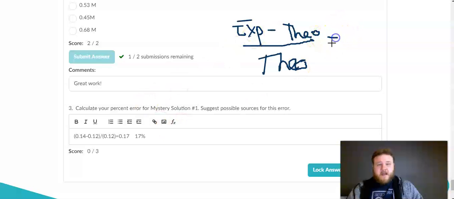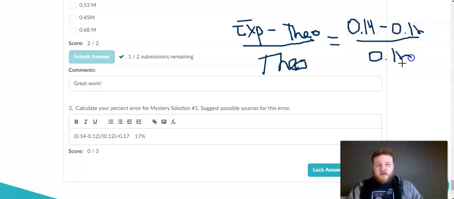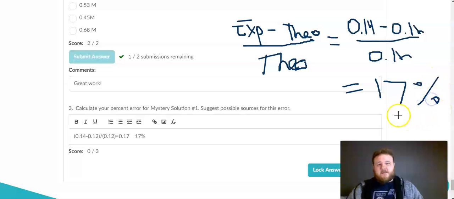In this case, my experimental, what I calculated using my experimental data, I got 0.14. The theoretical, though, was 0.12. How do I know that? That's what was given in the answer right before. So what does that equal? It ends up equaling, if I round up, about 17%. So I had 17% error.